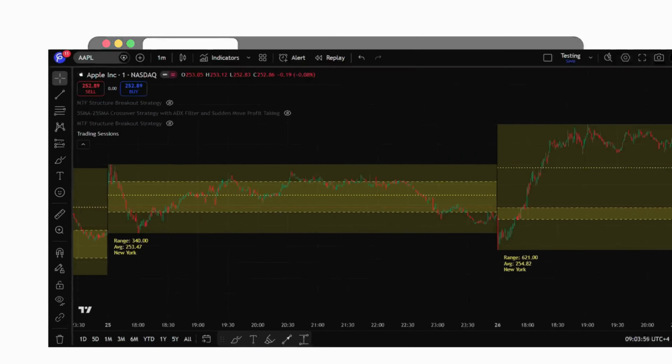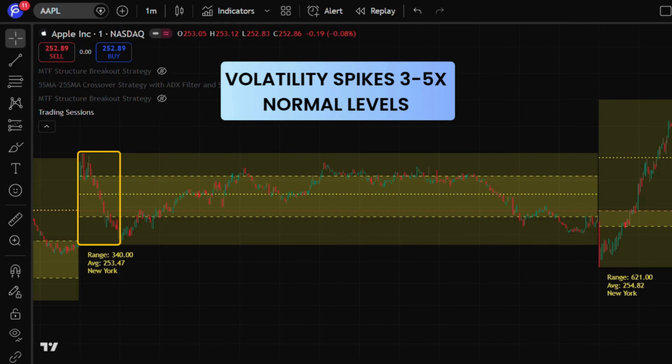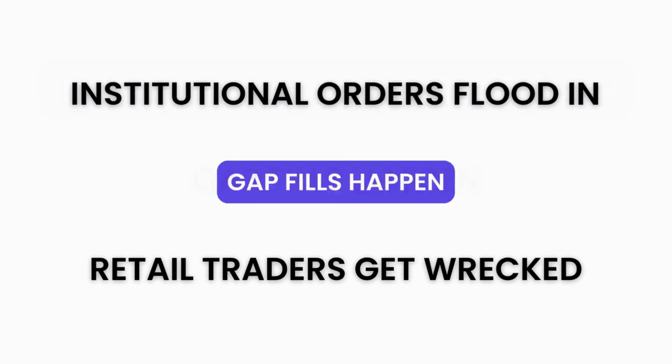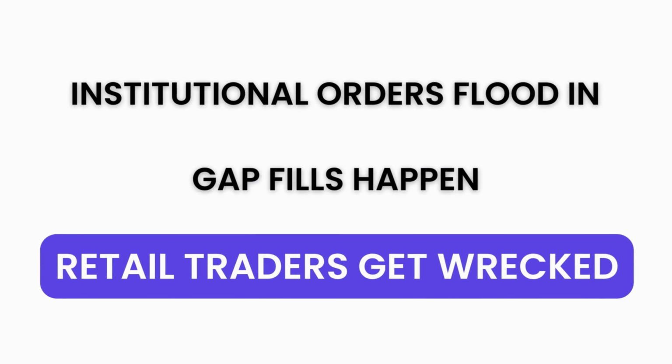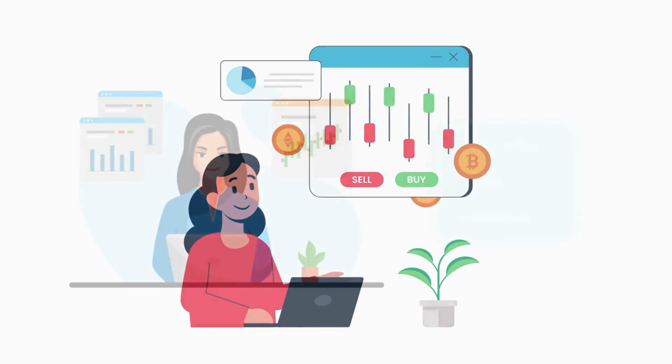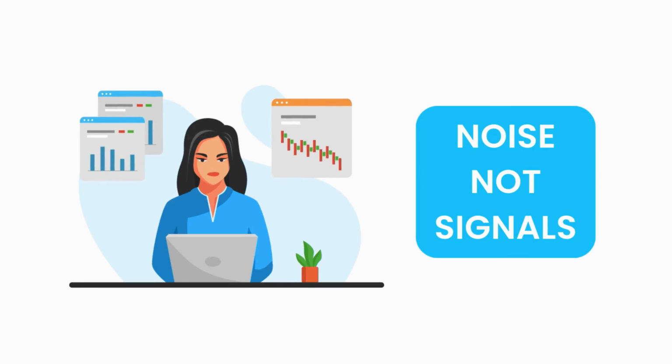In the first 30 minutes, volatility spikes 3 to 5 times normal levels. Institutional orders flood in, gap fills happen, retail traders get wrecked. If your strategy doesn't filter out this chaos, you're trading noise, not signals.